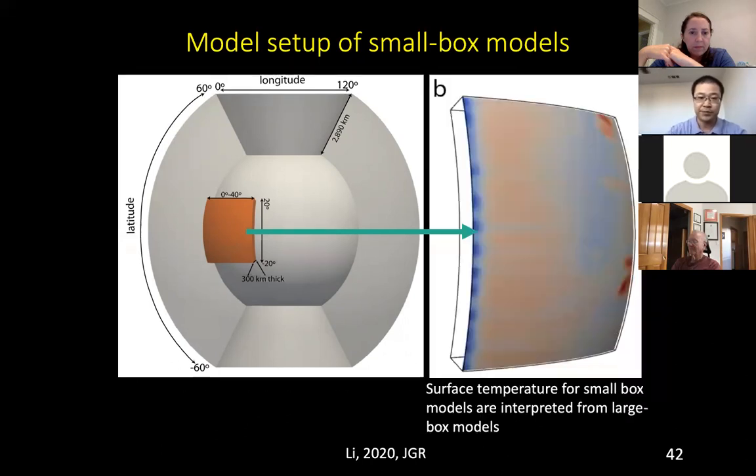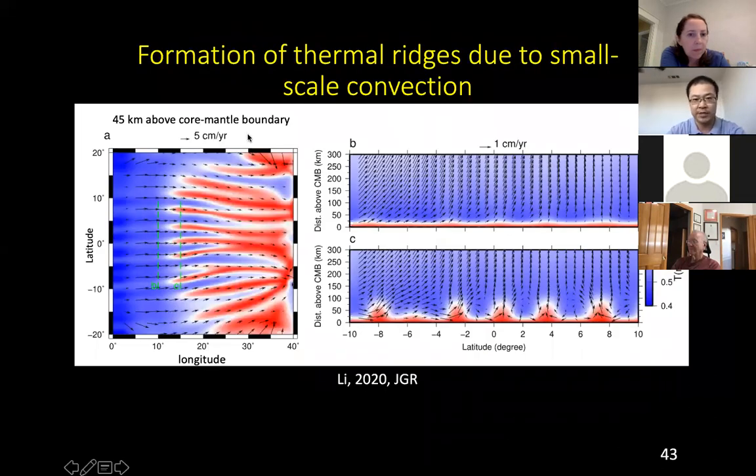We also need to be very careful about the surface temperature. As I showed in this figure on the right, the surface temperature is also interpreted from the large-scale box models. In this slide, I show the result of one of the small box models. Figure A shows the temperature field at 45 kilometers above the core-mantle boundary. Now you can see lots of thermal ridges forming in this small box model as well, which is consistent with the large box models.